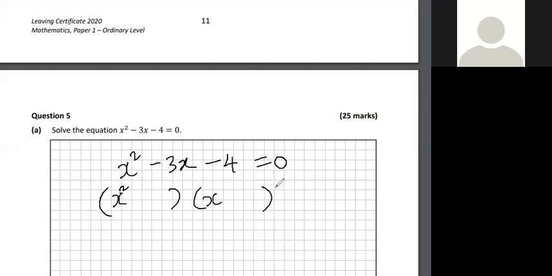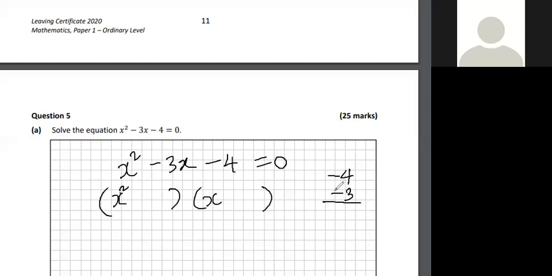Then what you should do is this. Let's write the last number here. The last number is minus 4. You can see the question. The constant number there is minus 4. Then the middle number is minus 3x, so minus 3. First write the last number and then the middle number.